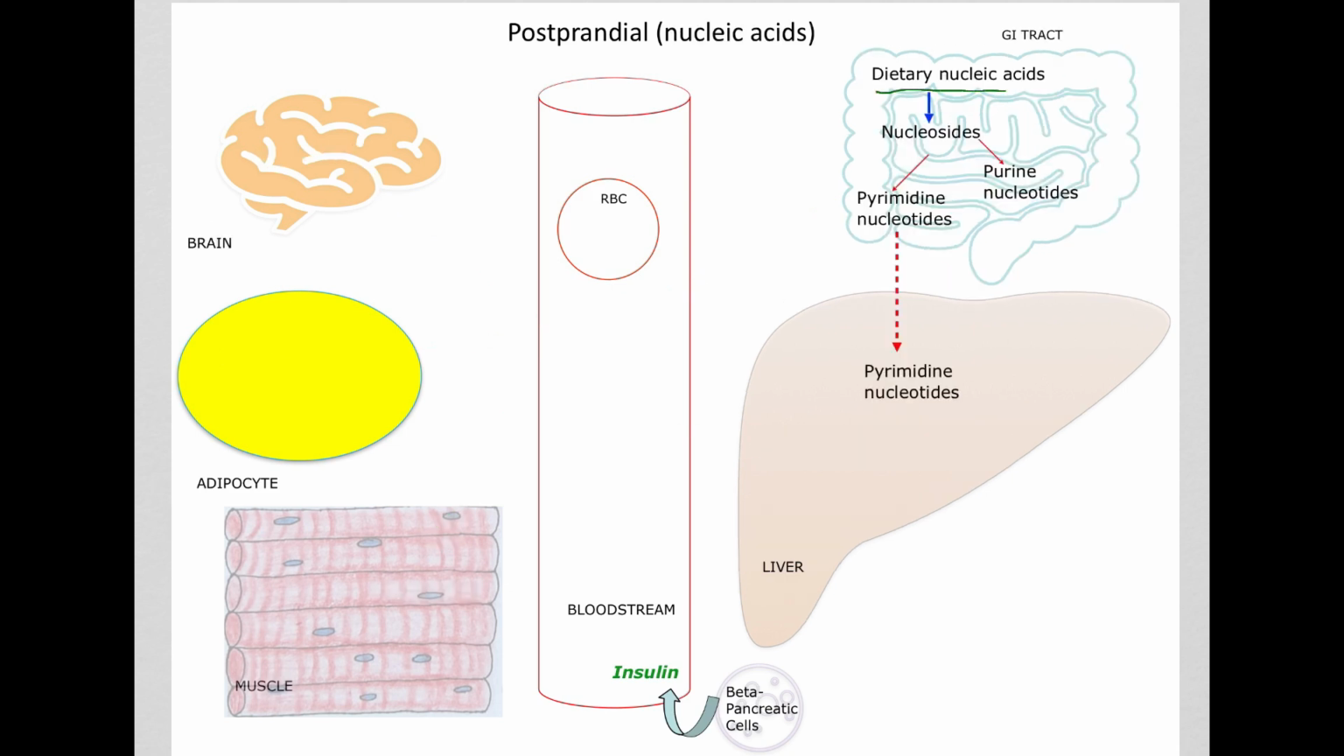Now, dietary nucleic acids are broken down into nucleosides, and then they are reconverted into nucleotides, and most of the purine nucleotides, from what we know today, are used by your GI system. The pyrimidine nucleotides, there is evidence that they may be sent to the liver. So it looks like we humans do not depend on nucleotides that we get from the diet. We prefer to make them ourselves.